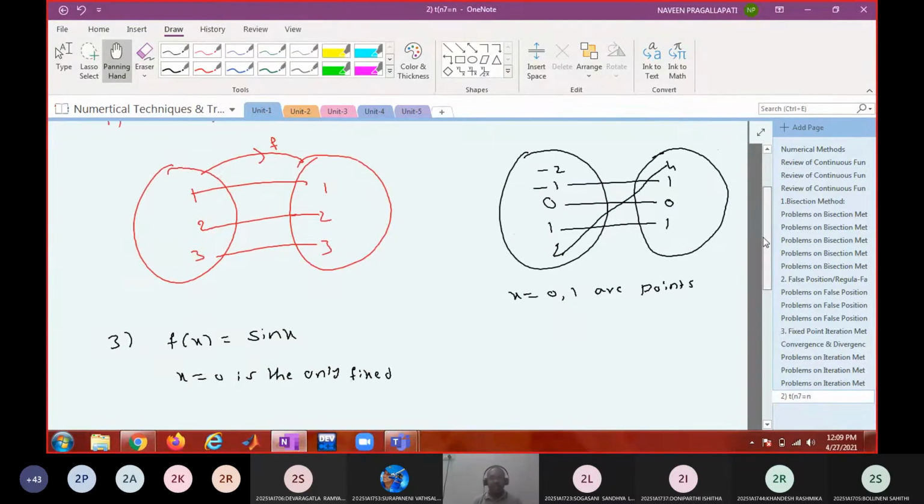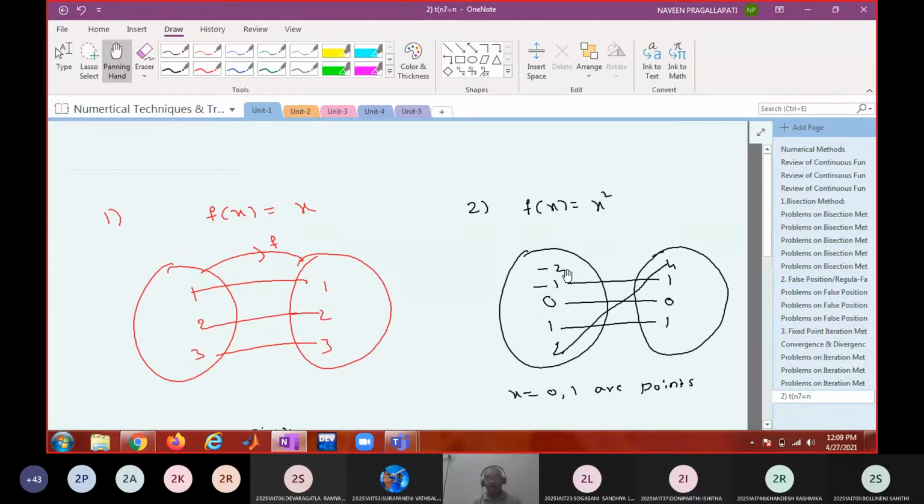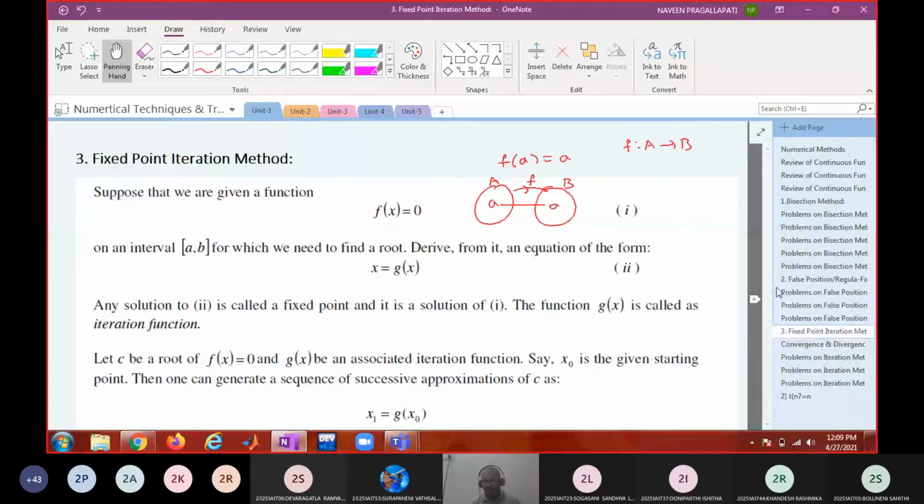Fixed point theory is actually a big theory, but here it is about the fixed point iteration method. Now we want to find a real root of the equation f of x equal to 0, which is similar to the bisection method or the false position method. An equation is given like this, which may be an algebraic or a transcendental equation. We want to find a real root of this equation.